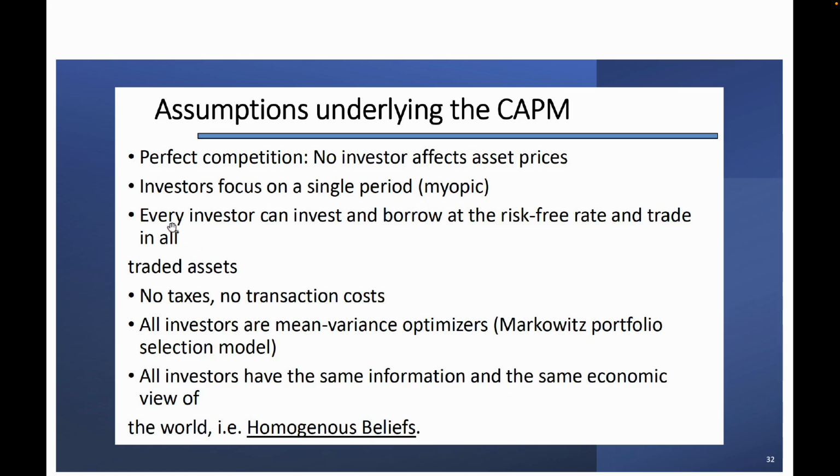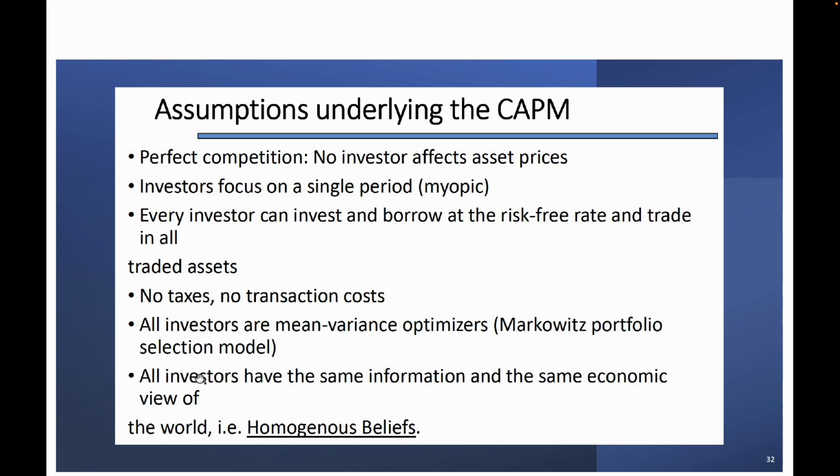Okay, every investor can invest and borrow at a risk-free rate and trade all investments. There are no taxes, no transaction costs. Now comes key. All investors are mean variance optimizers. So picture every student in the class as being an investor, and every one of these students is a mean variance optimizer. So you are minimizing the variance subject to these constraints. Your utility function is you like expected returns, you don't like risk, a trade-off characterized by risk aversion. We talked about that in previous courses.